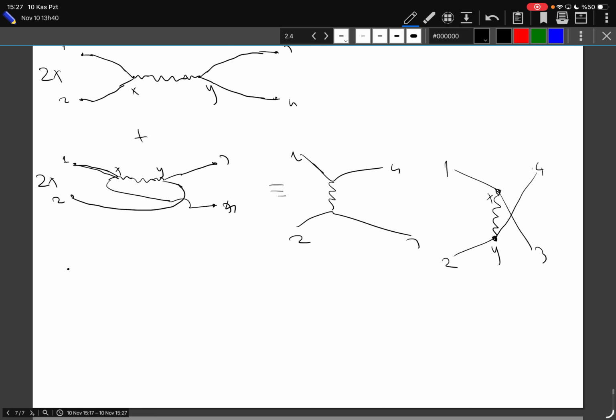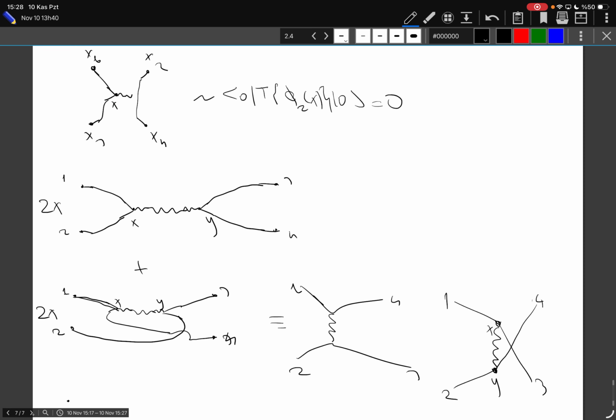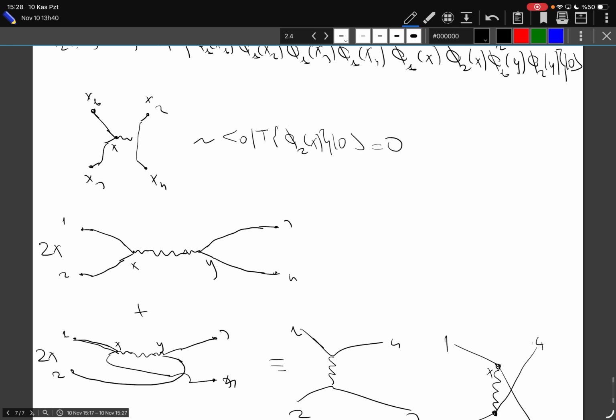So what kind of contraction is this? 1 is connected to a phi field at x. Okay, let me just count. So I can exchange x and y. That brings me a factor 2.